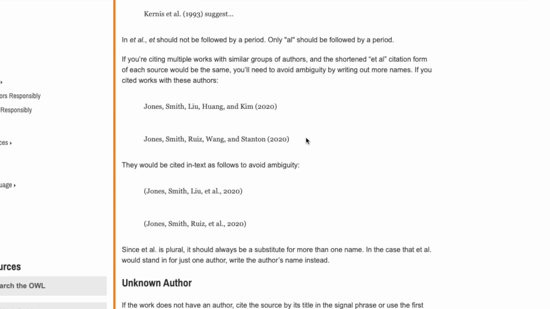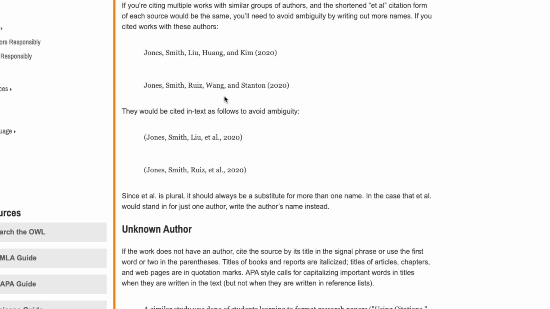the reader will be confused about which citation you're referring to. So if you have 3 or more authors starting with the same first name, write them out fully. So Jones, Smith, and Kim, or Jones, Smith, and so on. You can also cite it in brackets with 3 authors: Jones, Smith, Louis et al., or Jones, Smith, Ruiz et al.